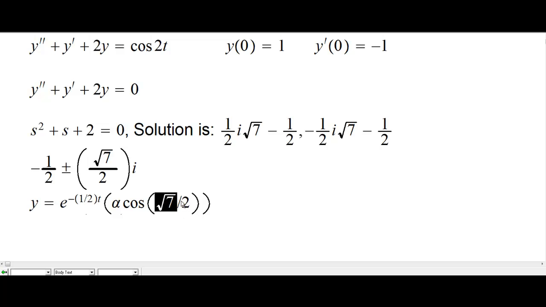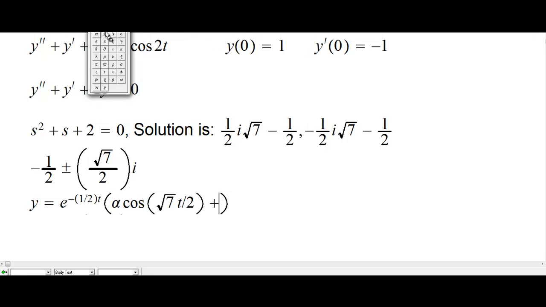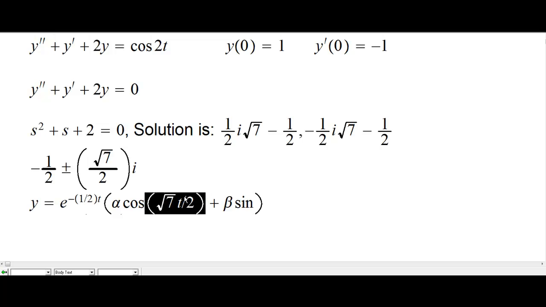I think this will be better, syntax wise. And then we got beta times sine of the same thing. Let me just copy and paste it here. Now, before I go ahead, we have to find our particular solution for this, right?